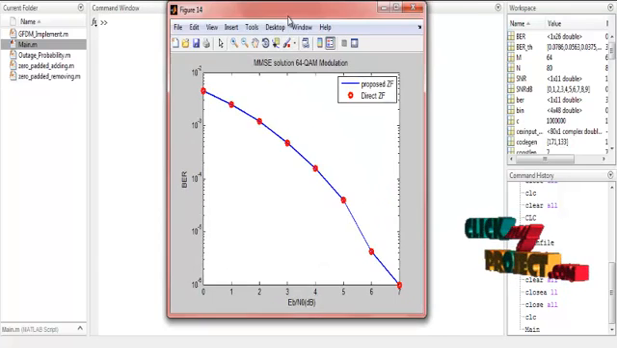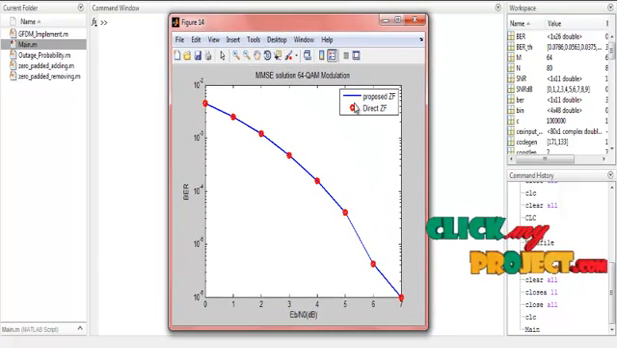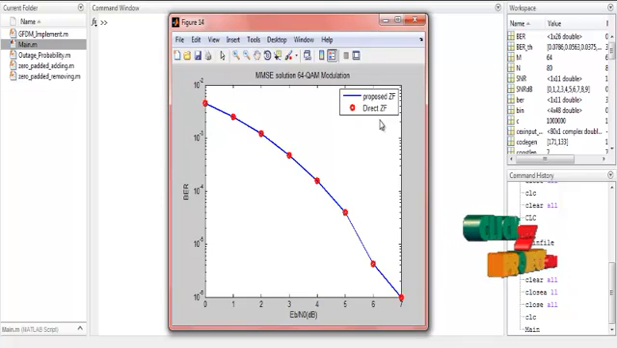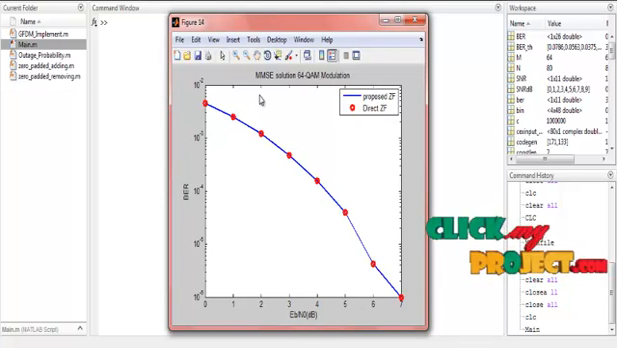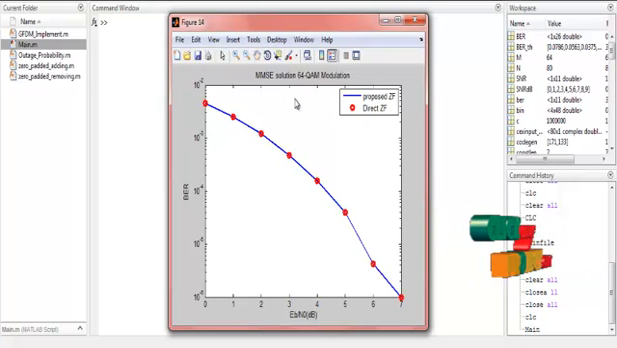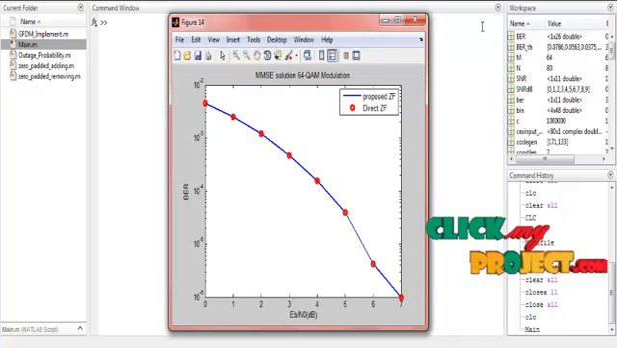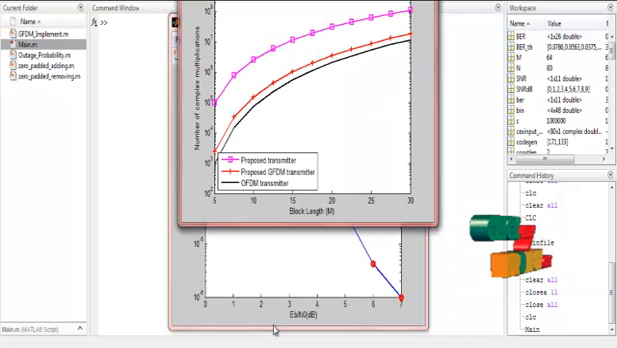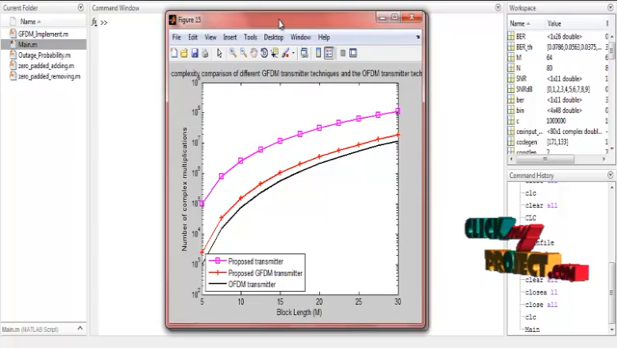And then the next figure, the MMSE solution of 64 QAM modulation. This is the proposed ZF and general direct ZF, using BER and Eb/N0 in dB. Whatever it may be, the MMSE, the minimum mean square error calculation, and the solution for 64 QAM modulation should be processed.